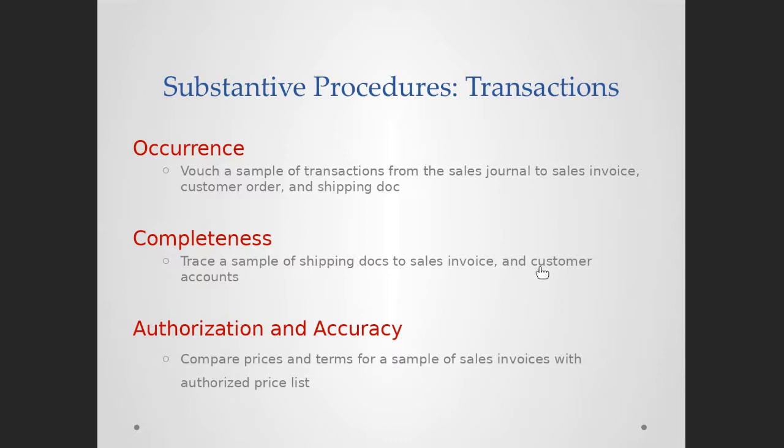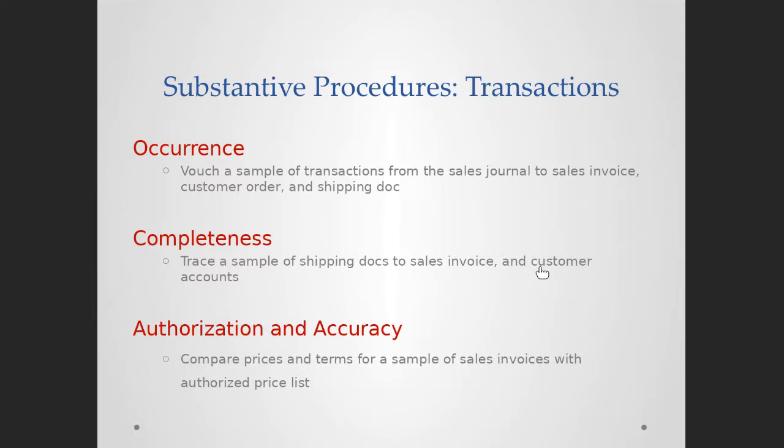The normal order of business is customer order or sales order, same thing. That happens first, then shipping document, then the sales invoice, then the sales journal, right? So this is what happens. The customer orders, you ship, then you send the sales invoice, and then you record this transaction in the journal. The client says, if you come to our journal and you find something that is recorded here, it happened. So how do you test that?